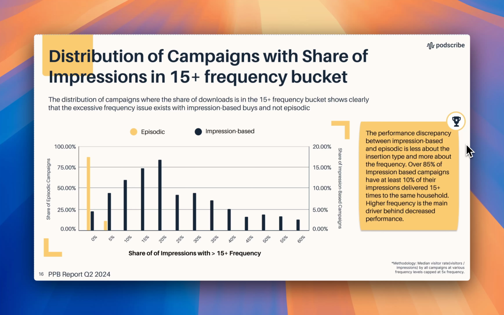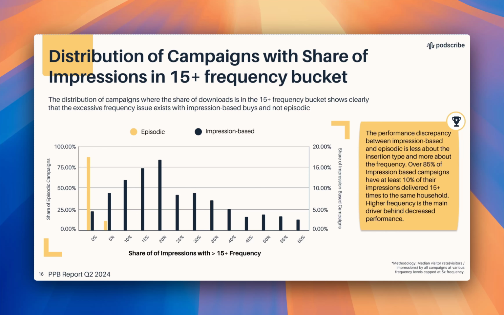It's kind of confusing, but basically it just shows that impression-based buys, going back to that high concentration notion of what percent of impressions go to listeners who have 15 plus impressions. And basically what it shows is that virtually all episodic campaigns have barely any impressions that go to people with 15 plus. So there is a natural frequency capping that happens when you buy episodically. And that's really the point of this.